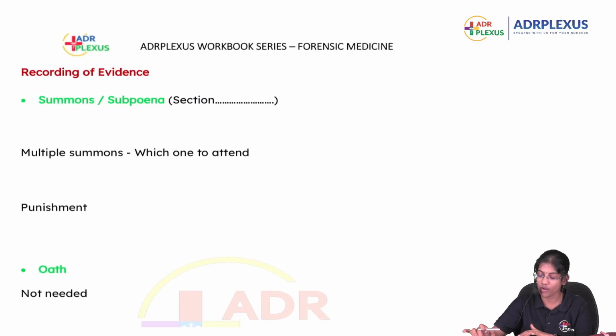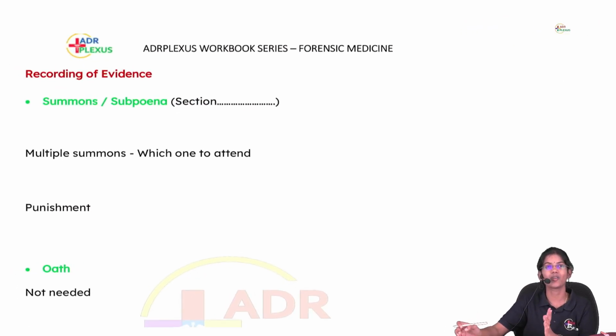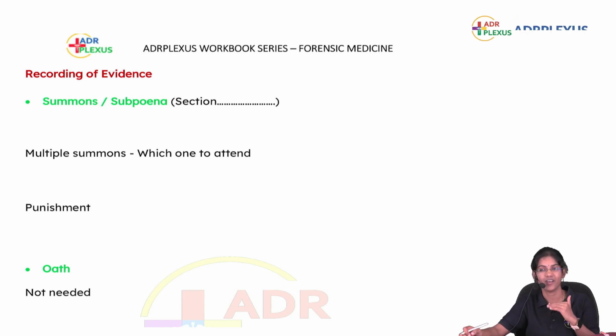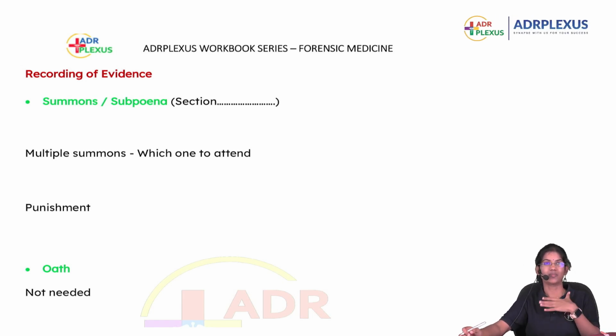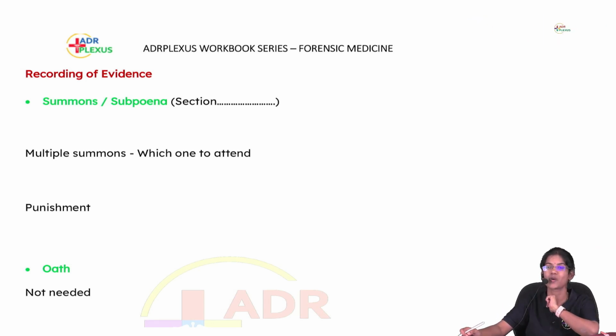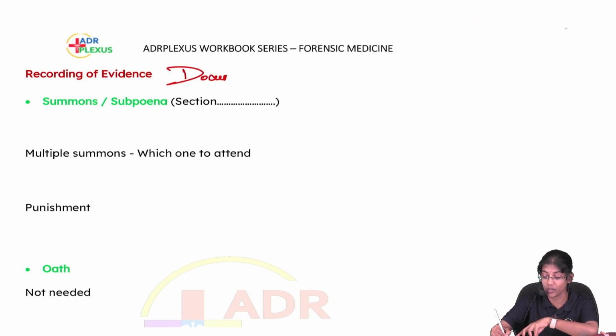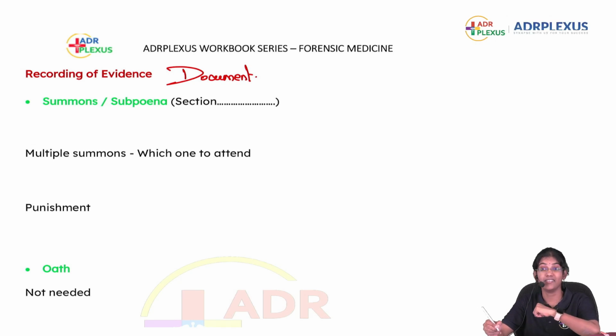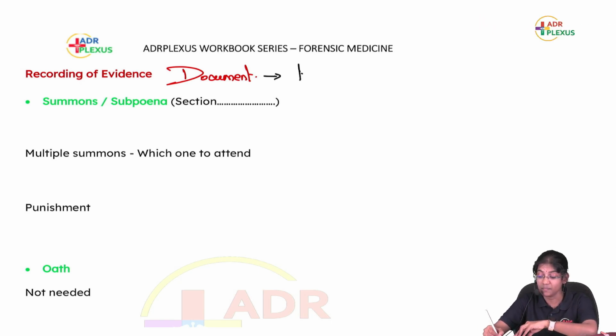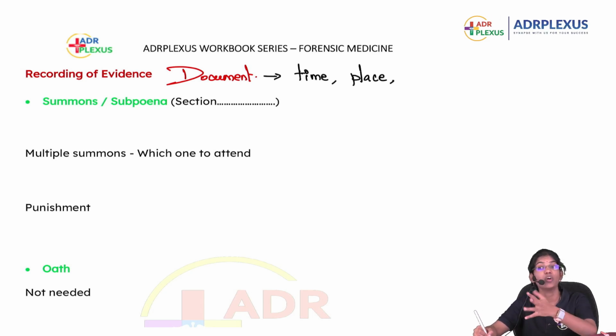Let's go for recording of evidence. Now everything is done. Autopsies are done. We are being called to the court, right? We are going to go to the court. The first thing that we will receive is a summons. Summons is also called a subpoena. It's a document delivered saying that you have to appear at this particular time at this particular place. So it gives the time, place, and what all you have to carry with you.